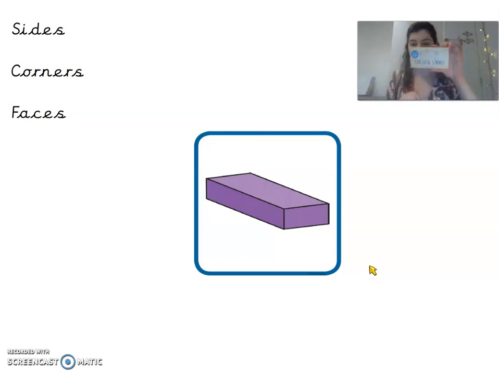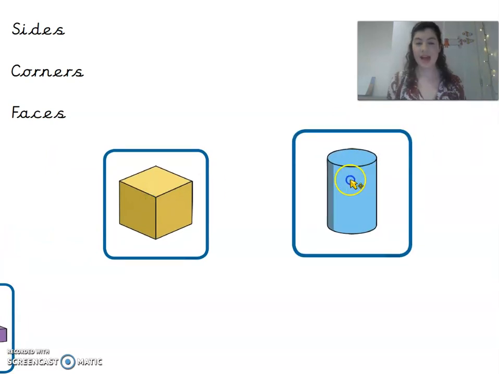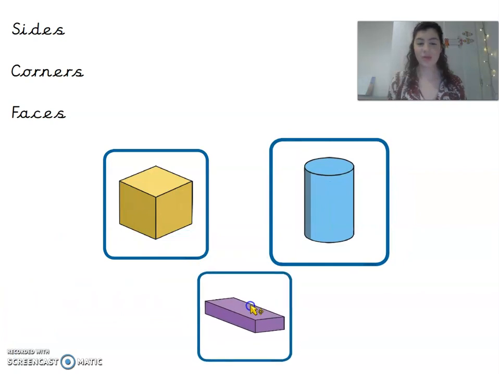Now, if you look at this face, remember the flat bit, what shape does this look like? Looks like a rectangle, doesn't it? So, a cuboid has 1, 2, 3, 4, 5, 6 faces. And they all look a bit like rectangles, don't they? So it's a bit longer than a cube. And this is a cuboid. So let's have a think about which ones we've got again. We have got, see if you can remember them, a cube, a cylinder, and a cuboid so far.